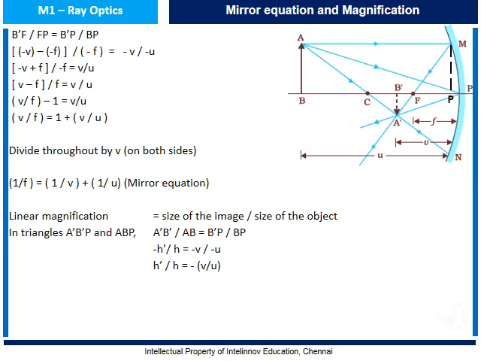We need to note clearly that correct sign convention for the image distance and object distance has to be used for properly solving this problem. Remember, for real images, the magnification value, that is H dash by H, will be negative.